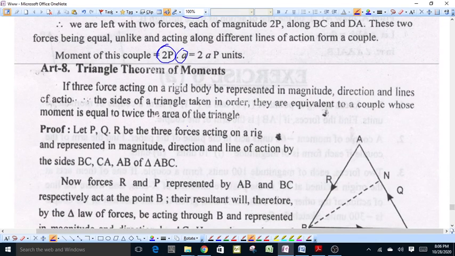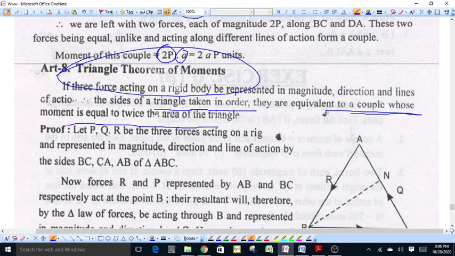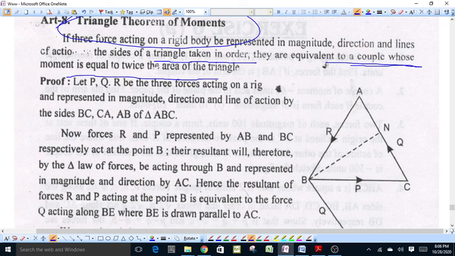Now, what is the triangle theorem of moments? If three forces acting on a rigid body be represented in magnitude, direction and lines of action by the sides of a triangle taken in order, they are equivalent to a couple whose moment is equal to twice the area of the triangle. Suppose P, Q, R be three forces acting on a rigid body and represented in magnitude, direction and lines of action by the sides BC, CA, AB of triangle ABC.